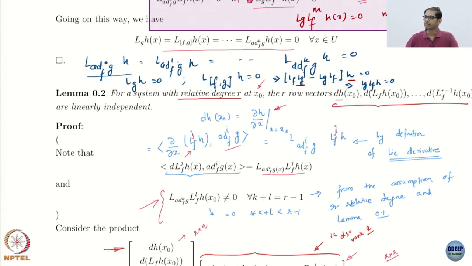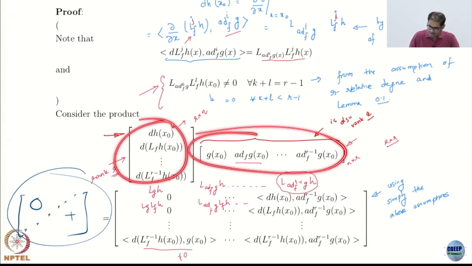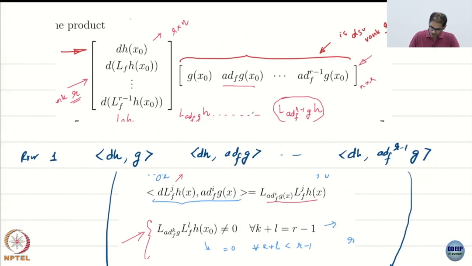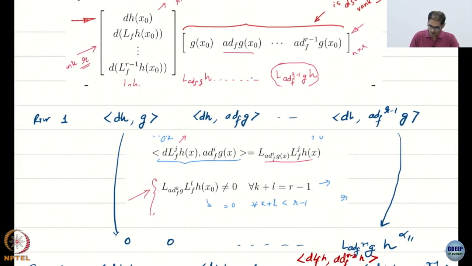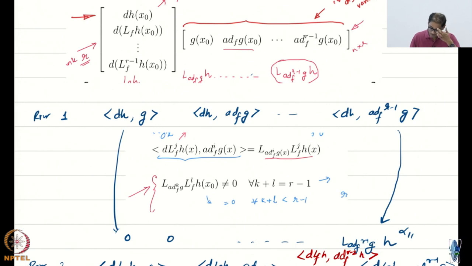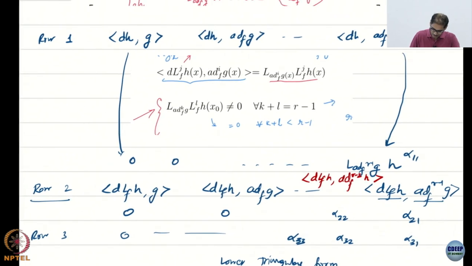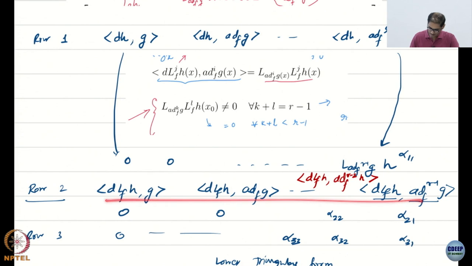We wanted to prove that these r row vectors are in fact linearly independent. And how did we do that? We did that by looking at the multiplication of this with some other vector, which was very smartly chosen. Why was it smartly chosen? Because once I do the multiplication here, we actually did it very carefully, every row basically just contains things like this, and then this, and so on and so forth.